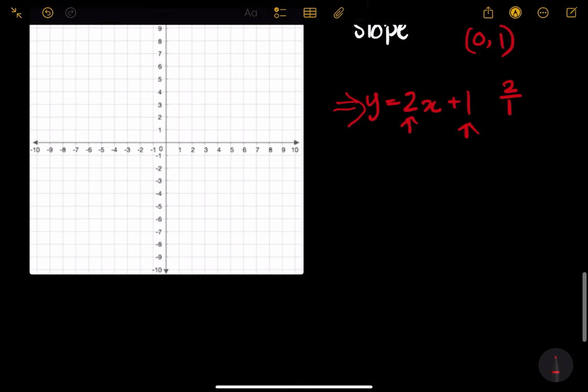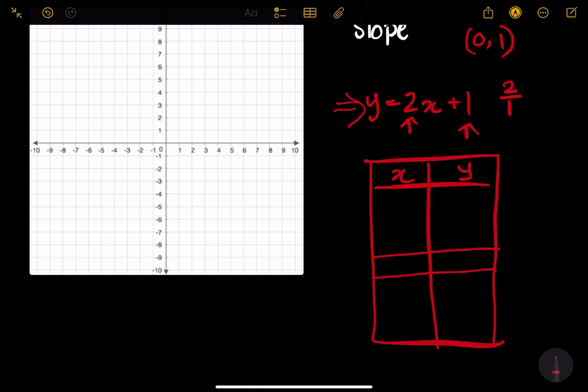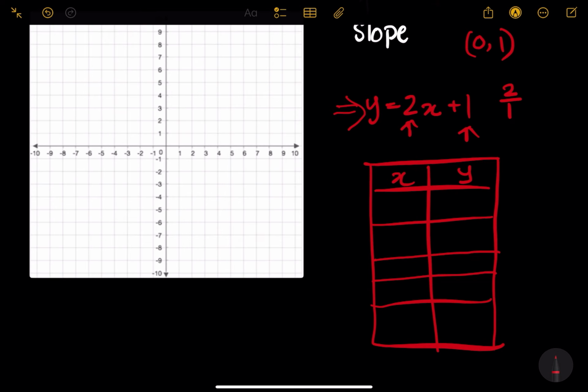In my table of values, I usually create it like this, the middle line, x, and then the y. I usually have like 5 points. We want to make sure we include both negative numbers and positive. I usually go -2, -1, 0, 1, and then 2. This is usually my starting point. Then we take this x value and plug it into here.